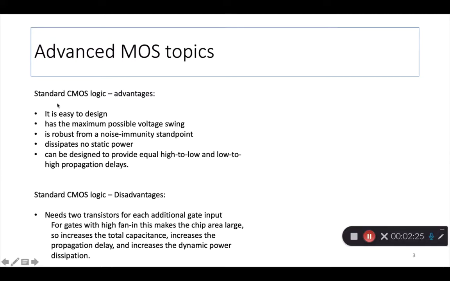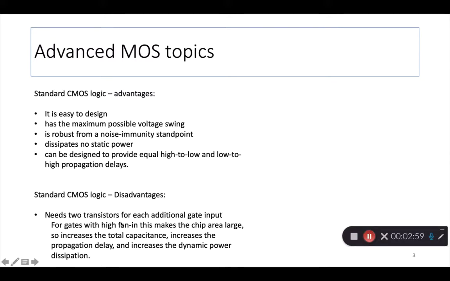So standard CMOS logic, the advantages, right? It's easy to design, has the maximum possible voltage swing, is robust, more noise immune, dissipates no static power, which is a big advantage, and can be designed to provide equal high-to-low and low-to-high propagation delays, right? The t_PHL and t_PLH can be designed to be pretty equal. So all these are advantages of CMOS.